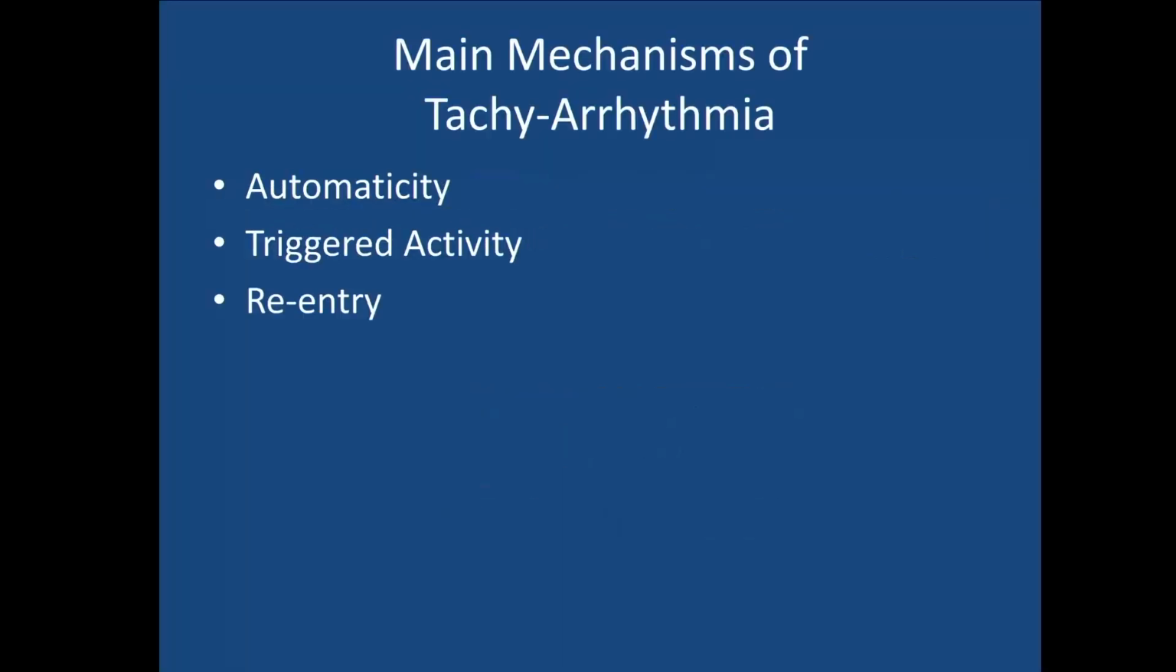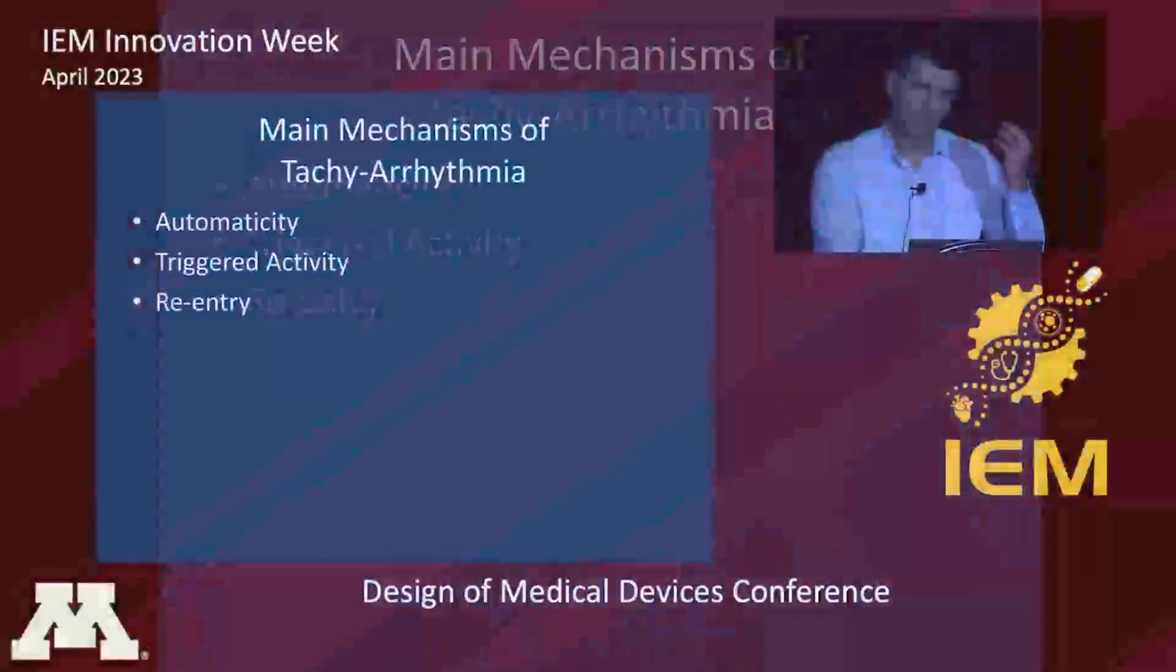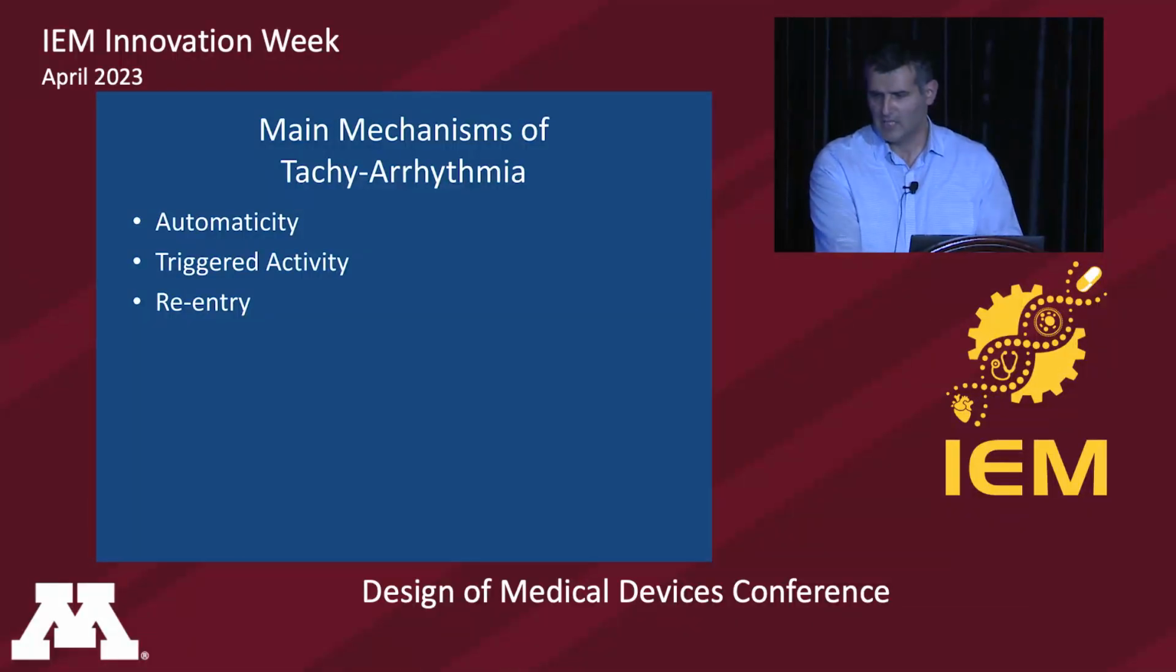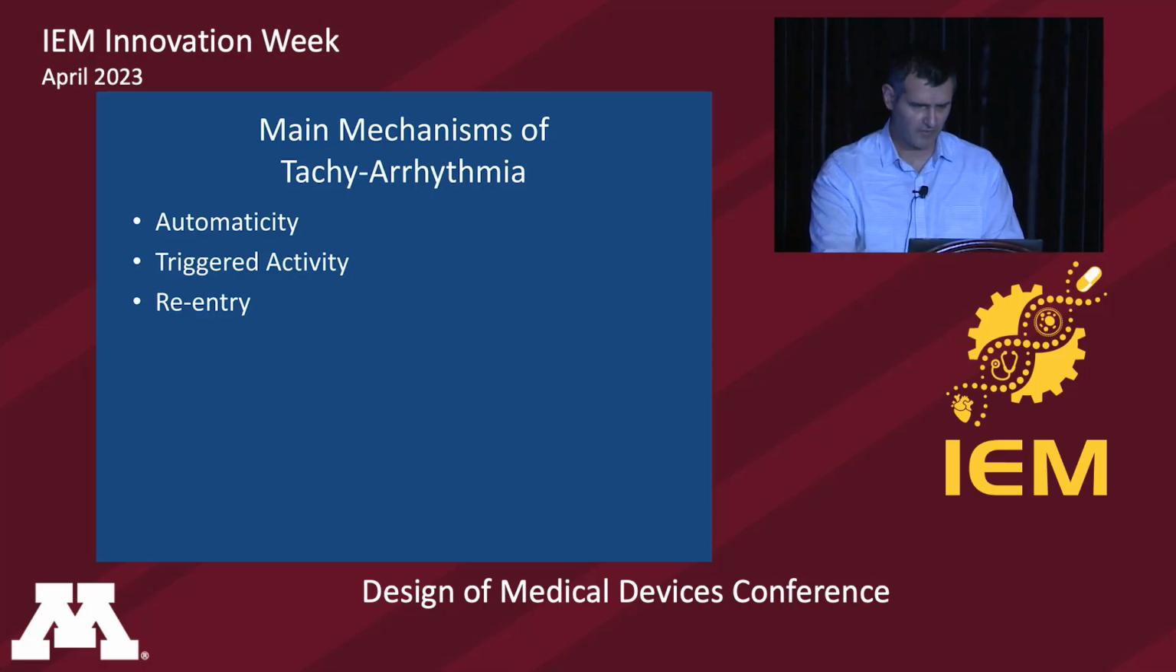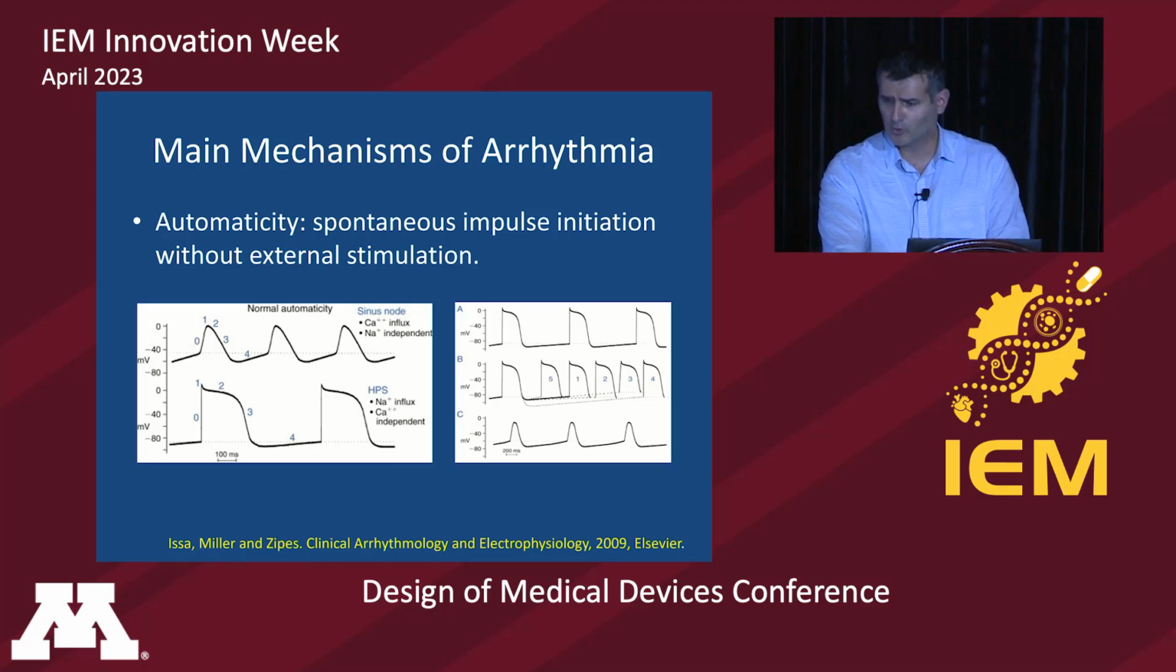implants. So I'll start with explaining some of the mechanisms of tachyarrhythmias. There are three main mechanisms that help us figure out how to map these and how to think about them. Number one, automaticity. Number two, triggered activity. And number three, re-entry. And we'll explain them briefly.